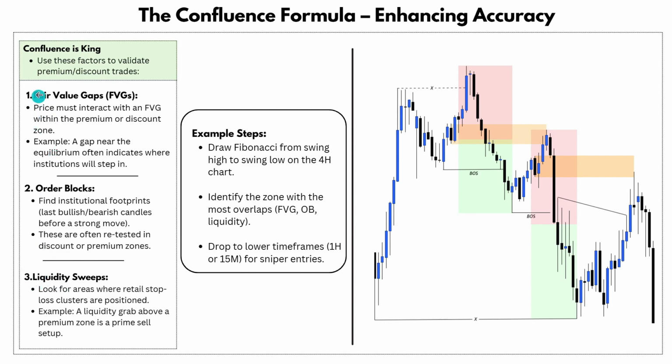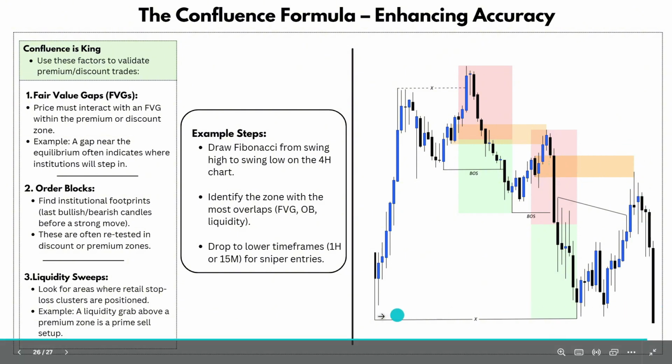To start with our fair value gaps, price must interact with a fair value gap within the premium or discount zone. Example, a gap near the equilibrium often indicates where institutions will step in. As we can see here, inside of this premium zone marked in red, price rallied higher and filled in this fair value gap before pushing down lower to clear these equal lows.